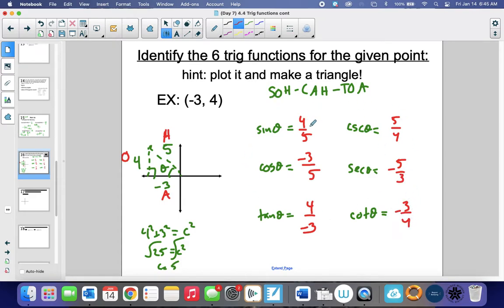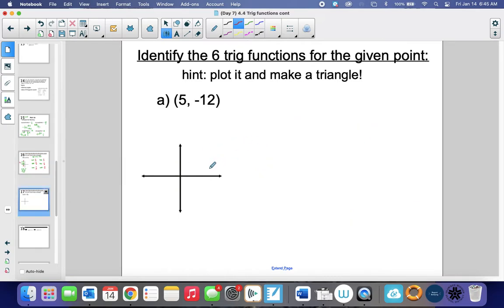All right, there are your 6 trig functions. So why don't you guys try the next set? Pause the video, try it, and then if you want to listen, you can.